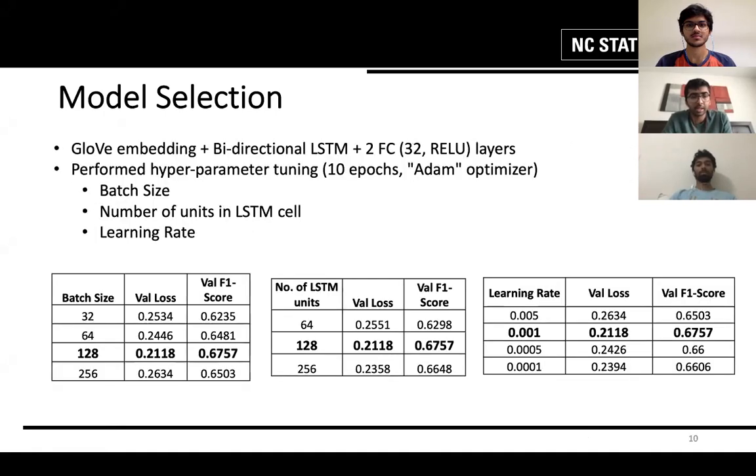Once we fixed the architecture, we carried out the model selection and hyperparameter tuning. Initially, we did the hyperparameter tuning of the batch size, where we found that 128 was the best batch size. So we changed our batch size from initially 64 to 128. Then we moved on to finding the best number of LSTM units, where we found that the 128 LSTM units, which we had kept by default, were the best, and gave us the best validation loss and F1 score. And similar was the case for learning rate as well. Increasing or decreasing the learning rate did not improve our validation loss and F1 score.